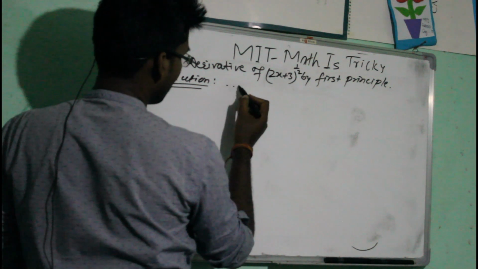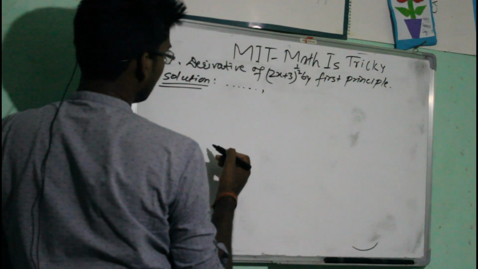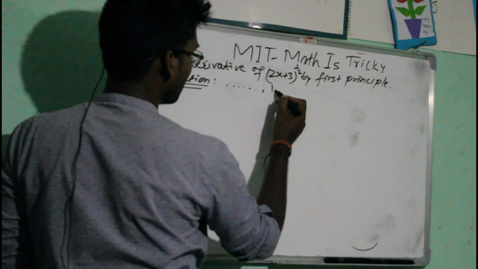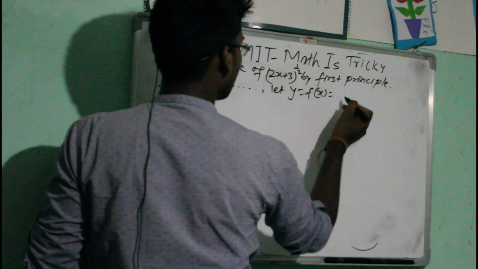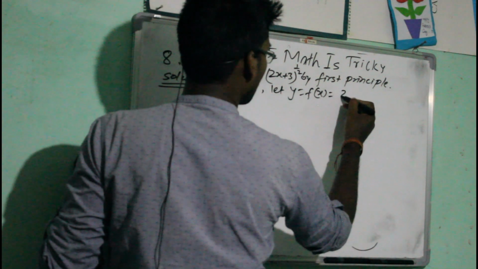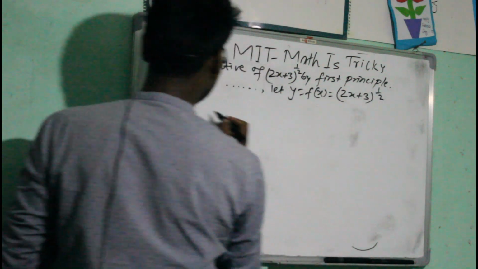Find the derivative of this. So first you write the language of this. For that you can see my previous videos, and then you write always as before y equals f(x) equals (2x plus 3) to the power 1 by 2.